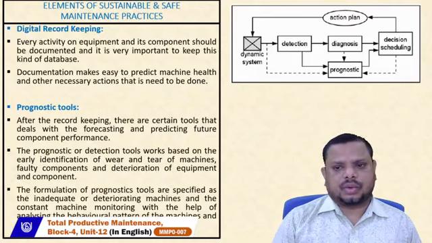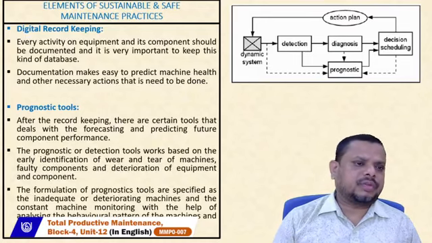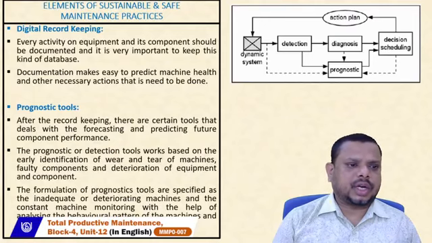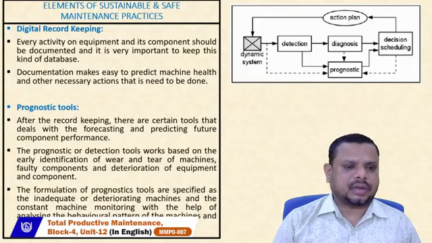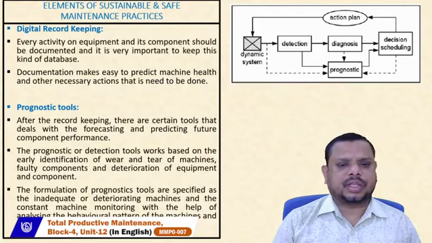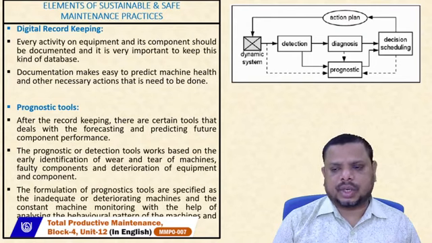If you go to point number one, every activity on equipment and its components should be documented. It is very important to keep this kind of database. This is point number one. And point number two: documentation makes it easy to predict machine health and other necessary actions that need to be done.